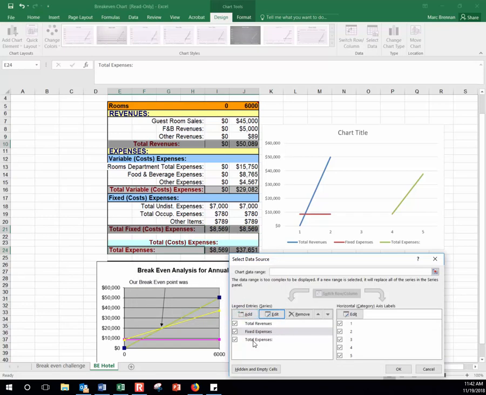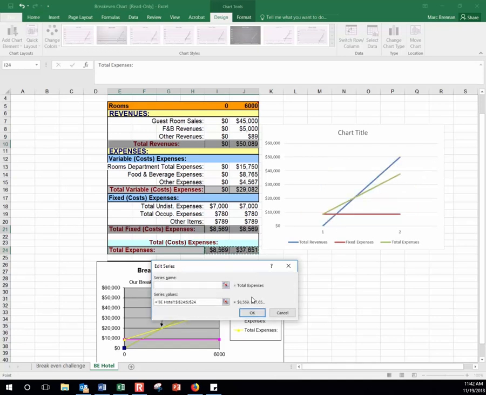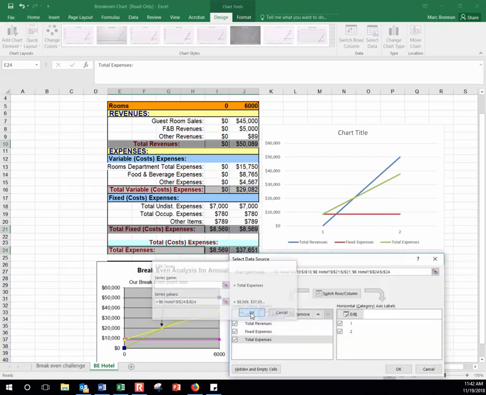And press OK. Total expenses, edit it, total expenses, so that doesn't include the colon. Our series value is just our numbers at 0, and then click and hold down, and then go to 6,000. So if we press OK, now all of these look the way they should. Okay. If at any point this is going too fast, please pause, go back to a step, pause it again, do it step by step.